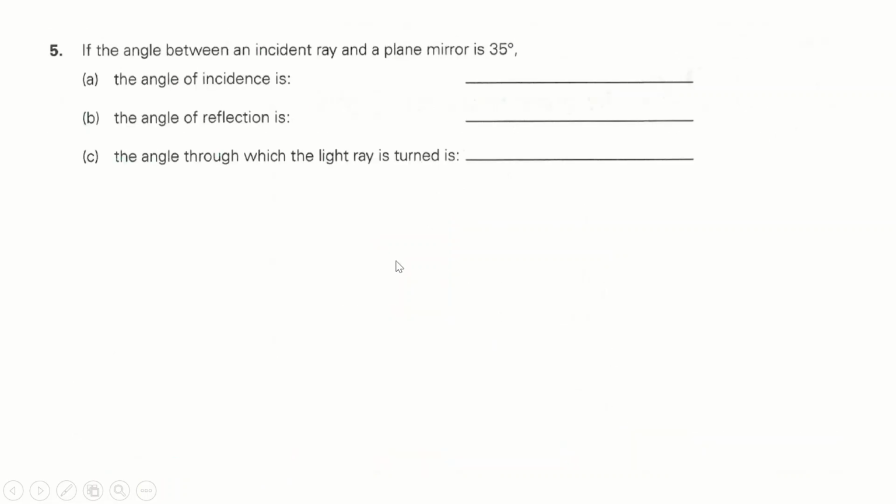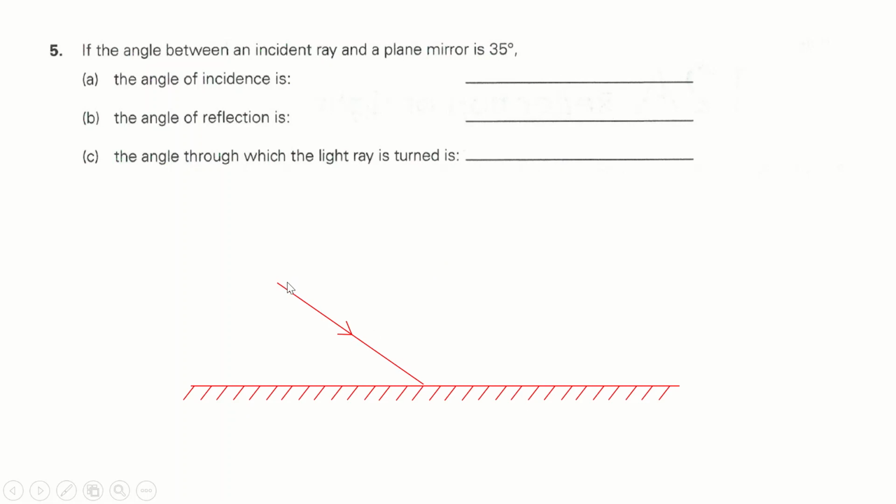All right, question 5. If an angle between an incident ray and a plane mirror is 35 degrees, let me just draw that out for you. You've got a plane mirror here. So there's an incident ray. Where did it say the angle is? Between the ray and plane mirror. So 35 degrees is boom, okay, over here.